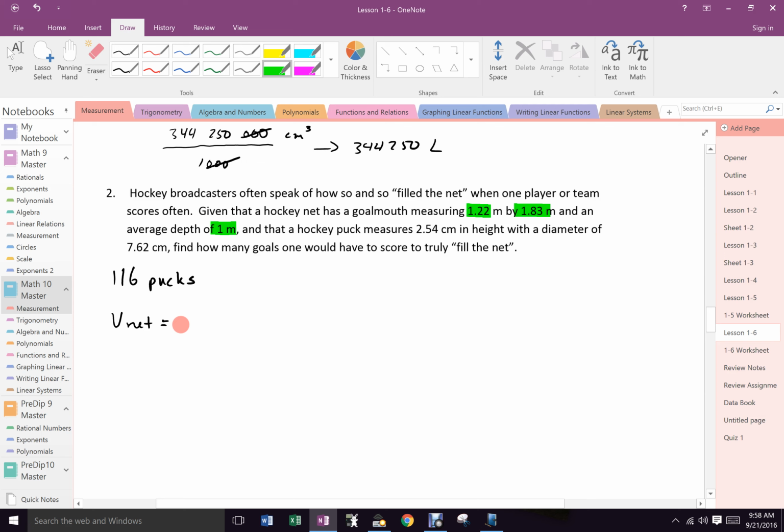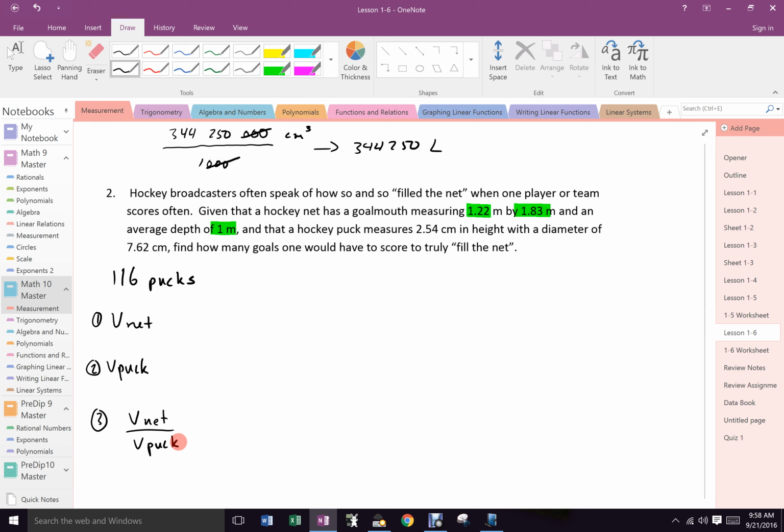And then I found the volume of the puck. So then, step one, you found the volume of the net. Step two, you found the volume of a puck. Then what did you do? And then once I had both volumes, I just saw how many times the volume of the puck went into the volume. So you did volume of net divided by volume of puck. Does everyone agree? Does that make logical sense? I'm filling it with pucks. So if the net is so big, I can divide it by how many pucks fit into it. Is that okay?